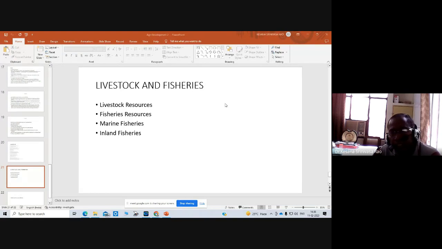These livestock and fisheries are also part of agricultural development. The people involved in agriculture are likely to also be involved in livestock and fisheries. If livestock and fisheries are growing, then agricultural development is also growing. In that way, these are all the basic components of agricultural development, and that is what we can discuss about it.